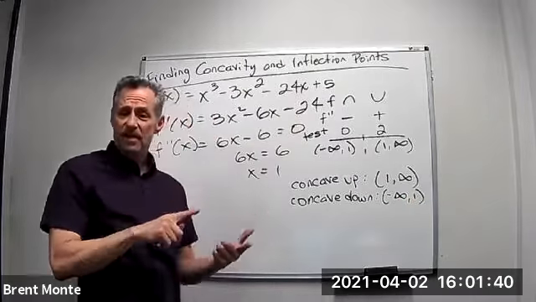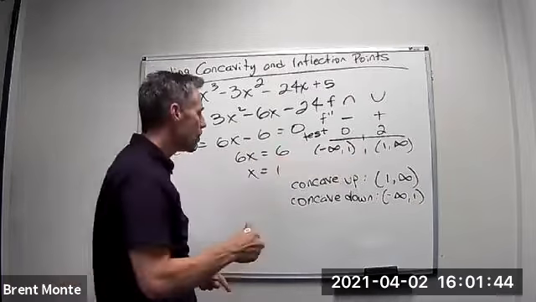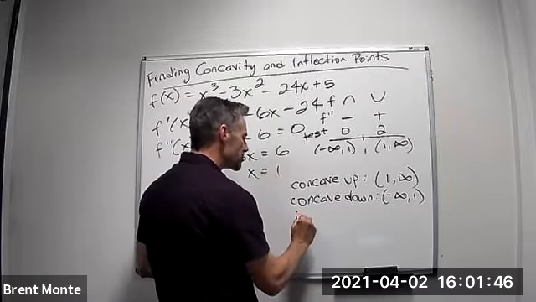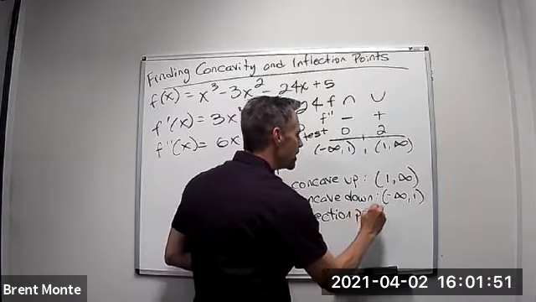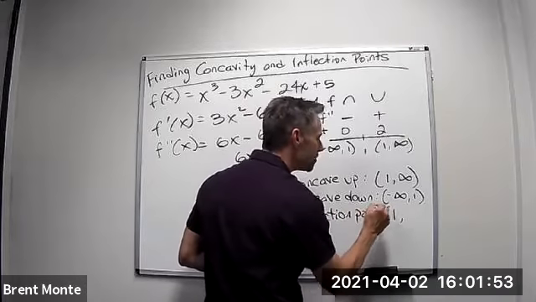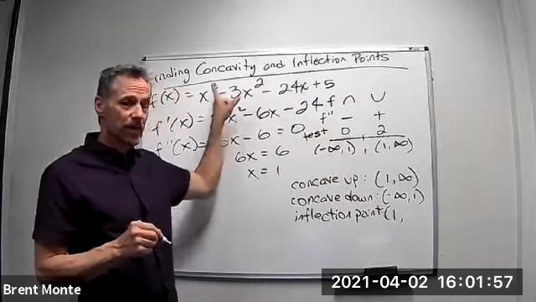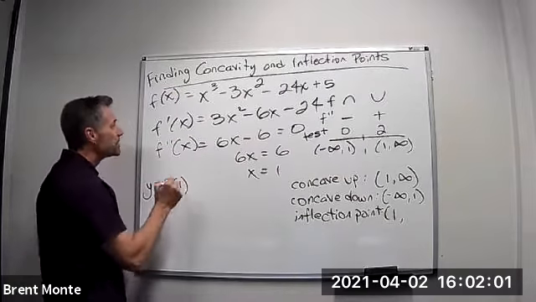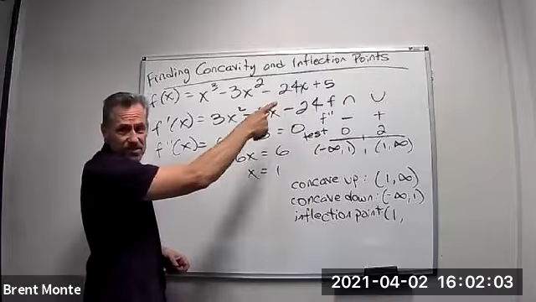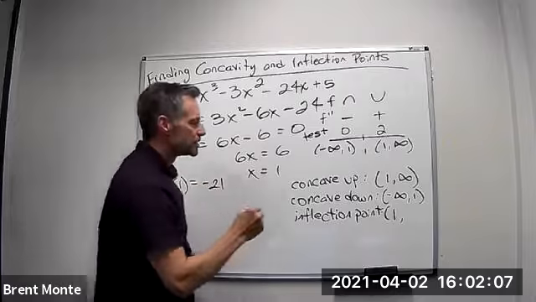And the definition of an inflection point is when it changes concavity. Well, I saw it change concavity at 1. So the inflection point is at 1, comma, well, to find the y value, I have to plug that 1 into the original function. So I get my y value is f of 1. So I just plug 1 up here for all the x's. I get negative 21. That's my y value.